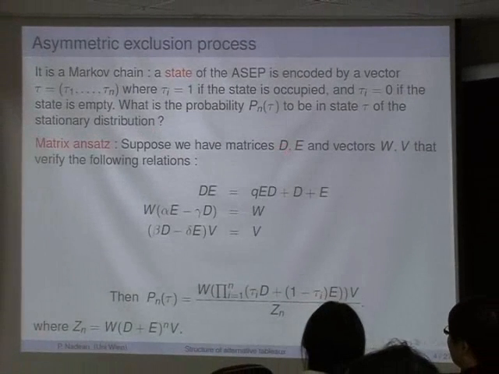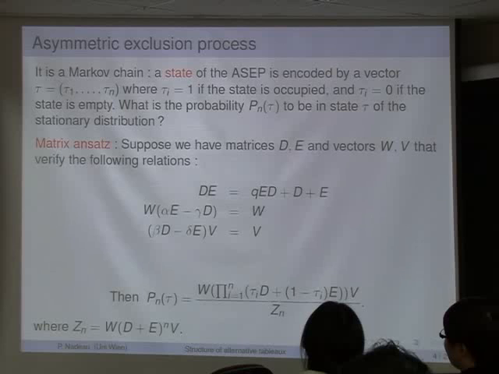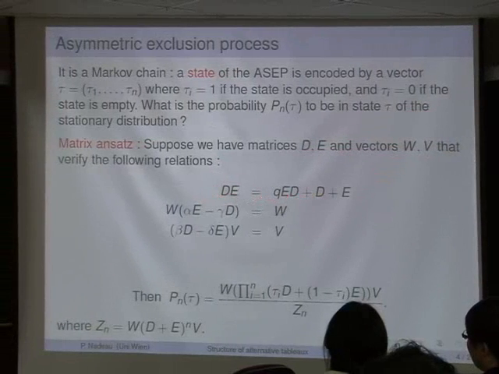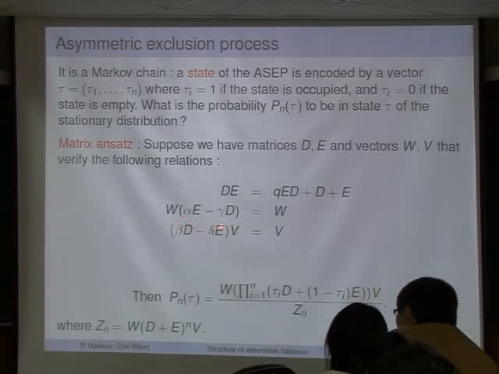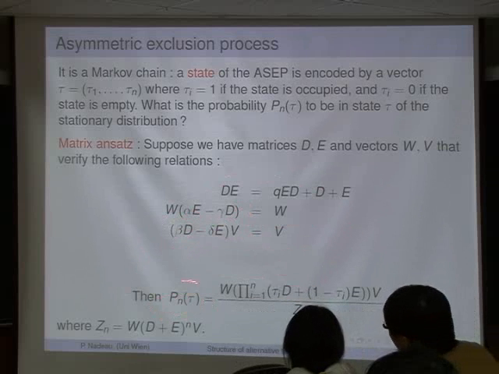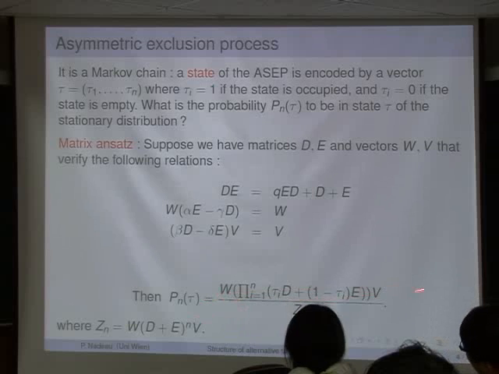So it says that if you can find 2 matrices D and E, so these would be infinite matrices, okay? And 2 vectors, so W would be a row vector, infinite, and V a column vector. So if you can find such matrices and vectors verifying that DE equals qED plus D plus E, and that the row vector W is a sort of left eigenvector, for alpha E minus gamma D, etc. And the same for V. If you have these relations, then you can express this probability Pn of tau by these things.